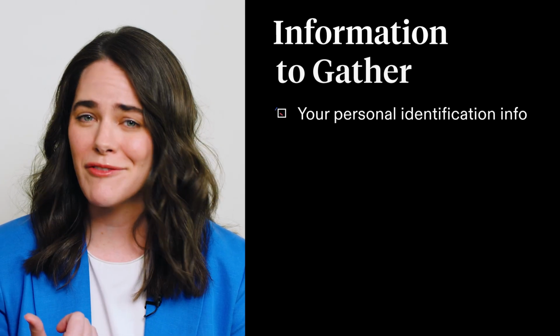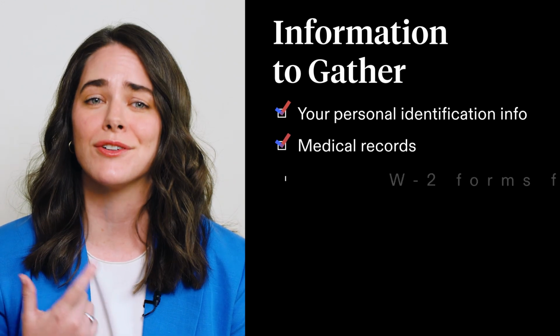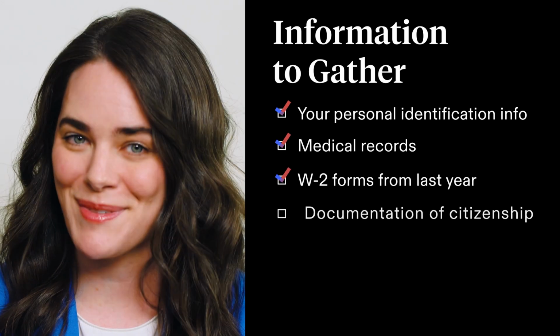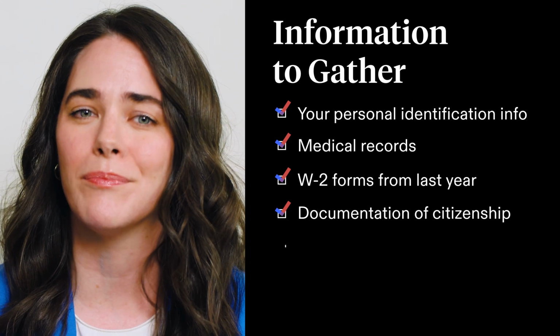or you can get a copy at your local SSA office. Before you start filling out the application, it's a good idea to gather all the information and documents and records you'll need, like your personal identification info, your medical records, and your W-2 forms for last year. Trust me, it's better to have all of this together before you start.